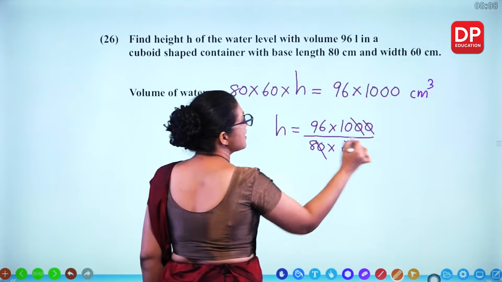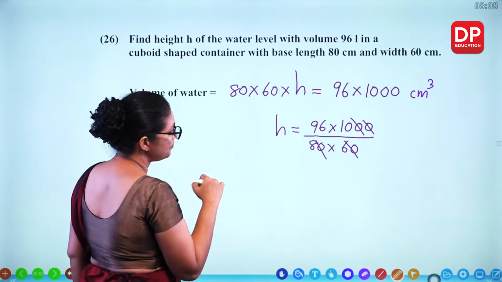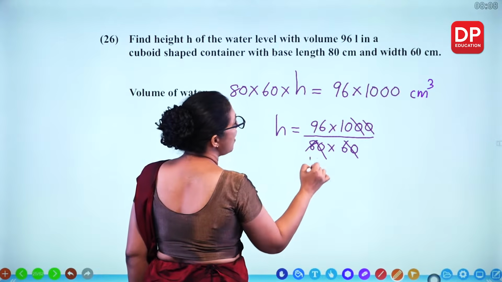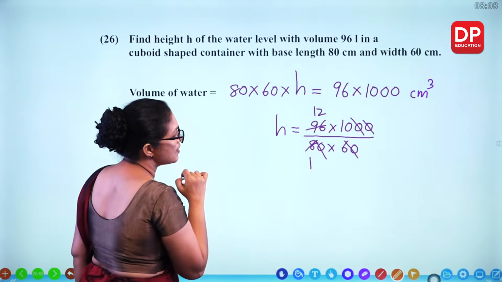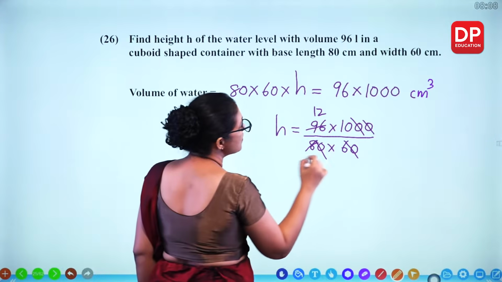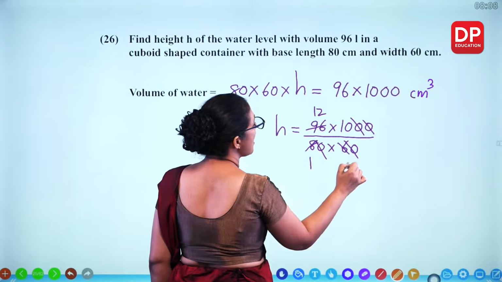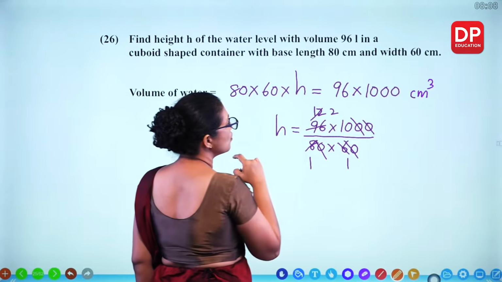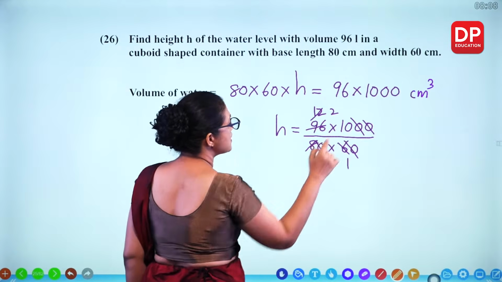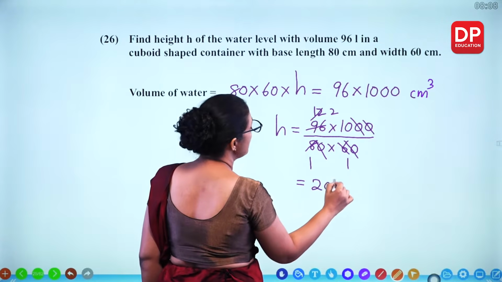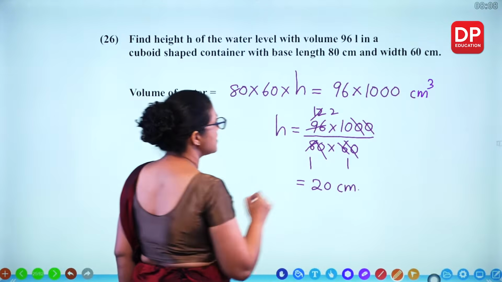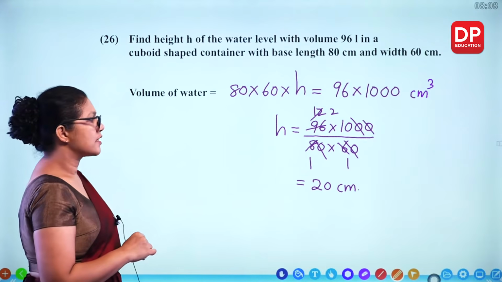2 zeros get cancelled out. 8 times 1, 8 times 1, 8 and 2 for 16. So 12. So 6 times 1, 6 times 2. So 2 times 10, you get 20. That's 20 centimeters for the height of water.